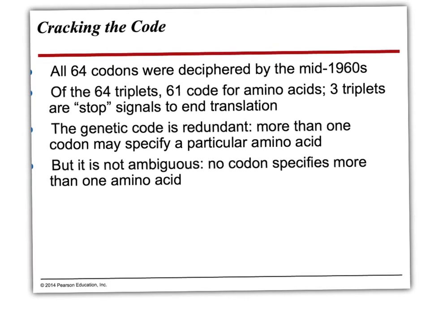So the 64 codons were deciphered in the 1960s. Of the 64, right, 61 code for amino acids. So some of them do not. If it does not code for an amino acid, what do you think it codes for? A stop codon. All right?